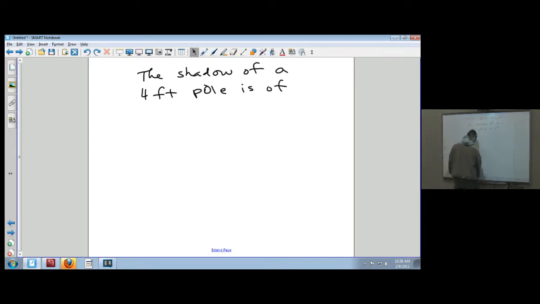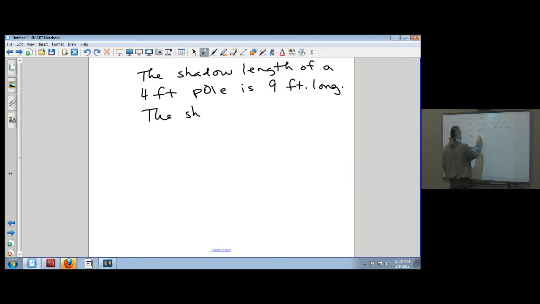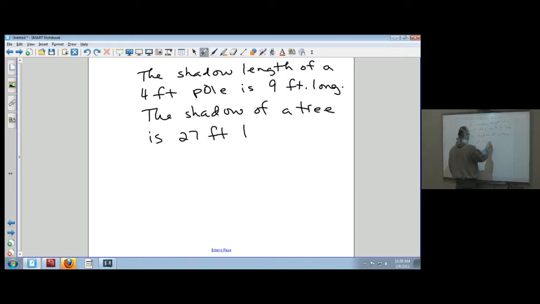The shadow length of a 4-foot pole is 9 feet long. The shadow of a tree is 27 feet long. How tall is the tree?